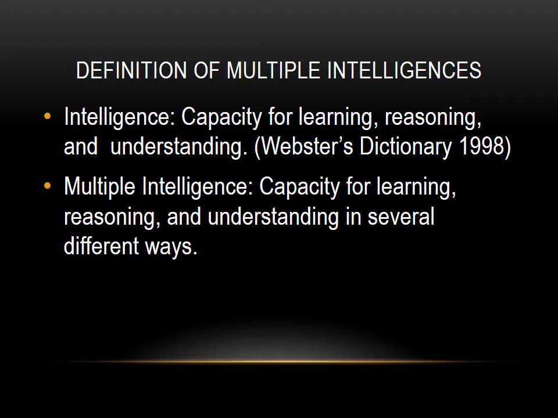Now we'll move to the next slide where we just define multiple intelligences. First we will just define intelligence, and that's the capacity to learn, reason, and understand. And then multiple intelligence is a definition I tweaked here for our purposes: capacity to learn, reason, and understand in several different ways. And we're going to look at those different ways today.